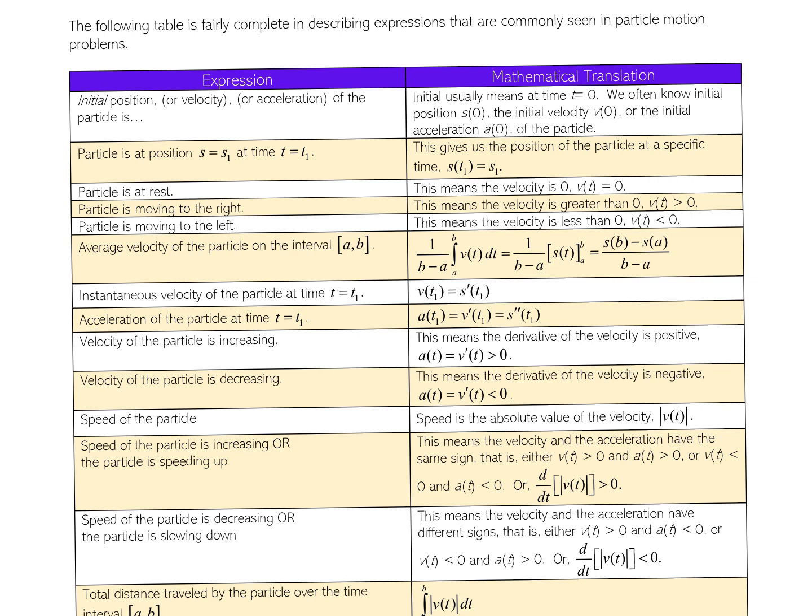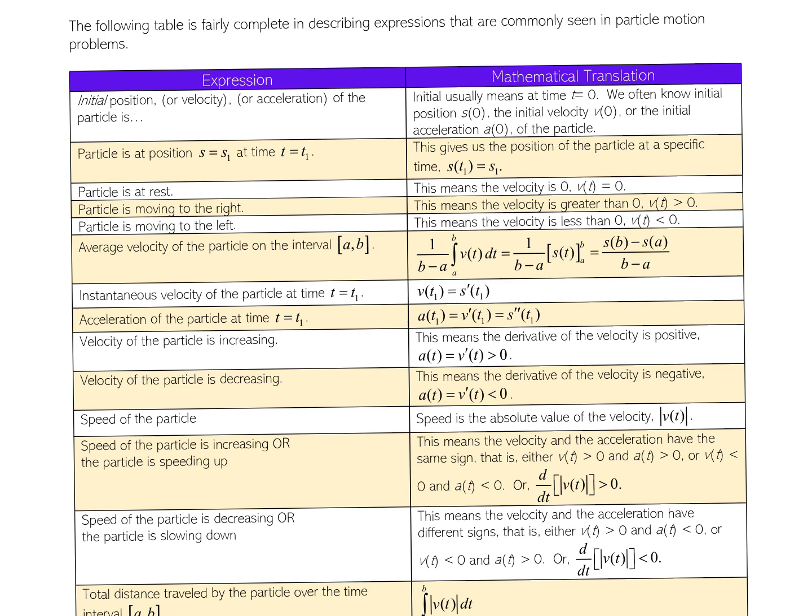So if you look at this page, it does some of the commonly seen particle motion problems. So you should familiarize yourself with what's going on here. So for instance, when a particle is at rest, that means the velocity is 0. If it's moving to the right, that means the velocity is greater than 0. Moving to the left, less than 0. So if it asks you certain things, you can look at the chart when you're first doing some of these questions, but at some point in time, you have to know what's going on.